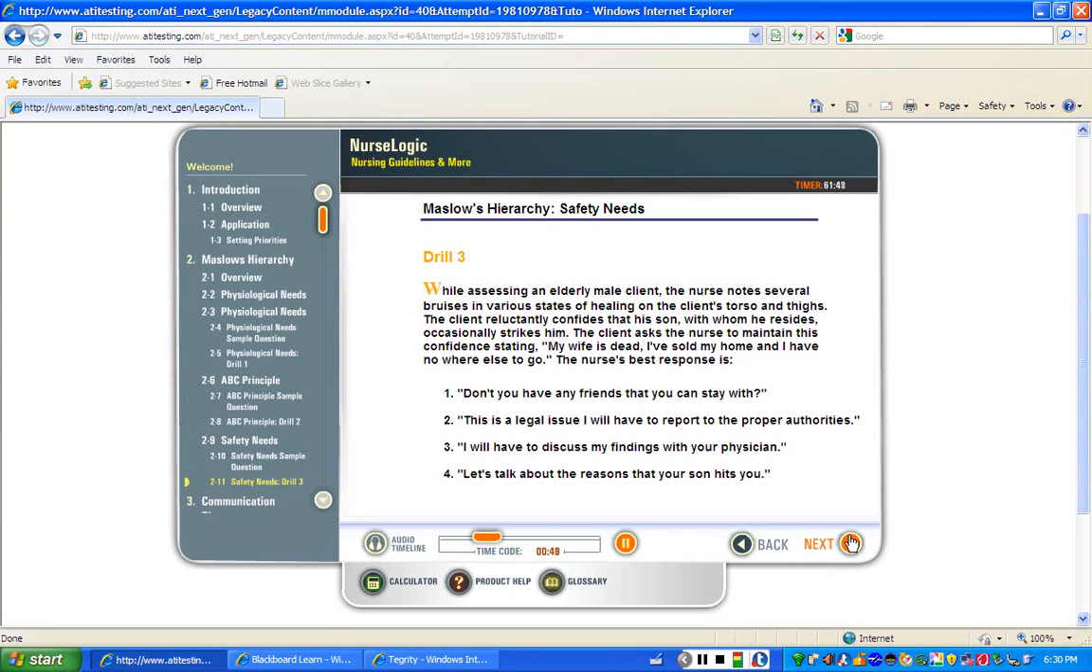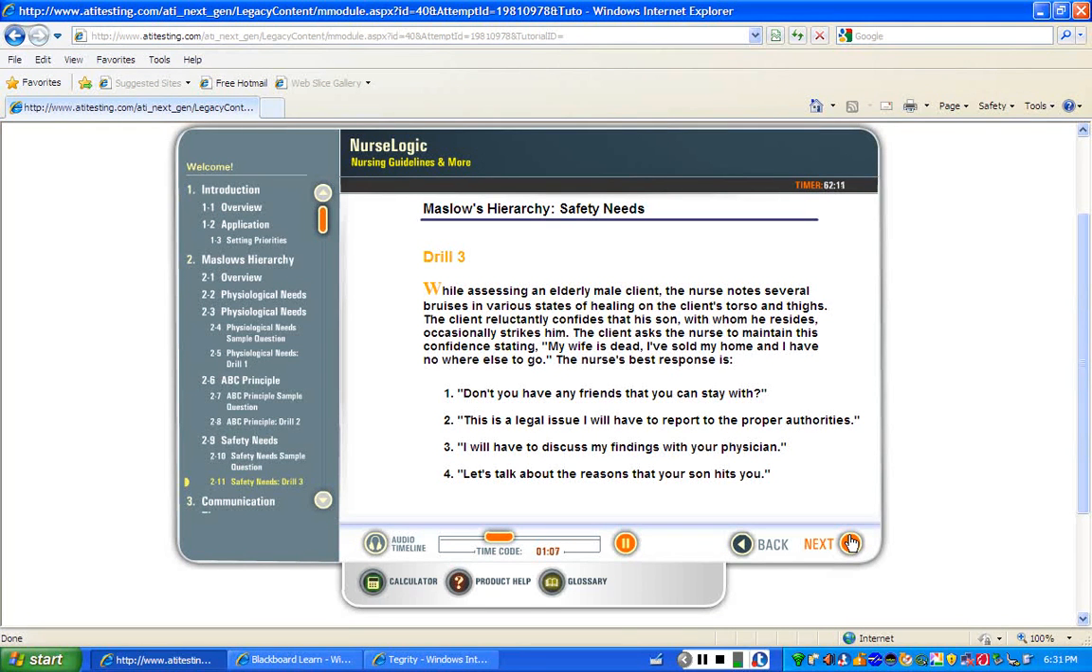Let's identify the critical elements. The key words include elderly, various states, and best response. The client is the elderly client with bruises. The issue is the client's son strikes him. The type of stem is a priority response stem. Now let's look at and eliminate distractors.